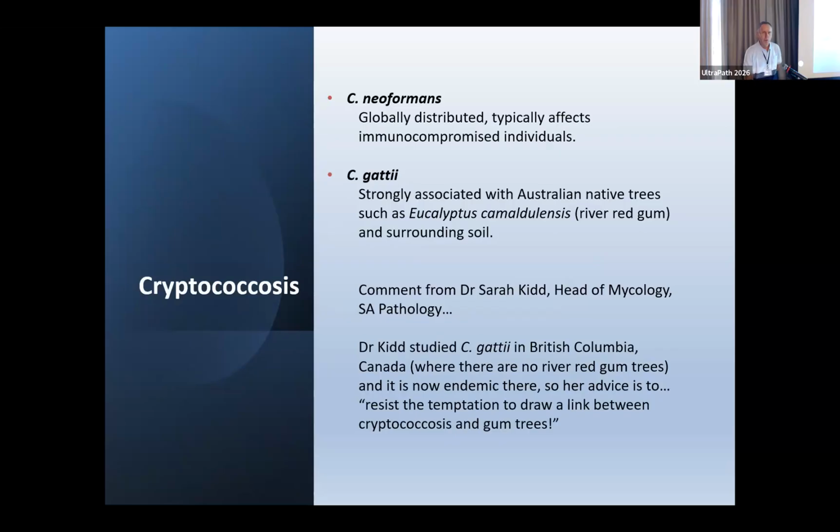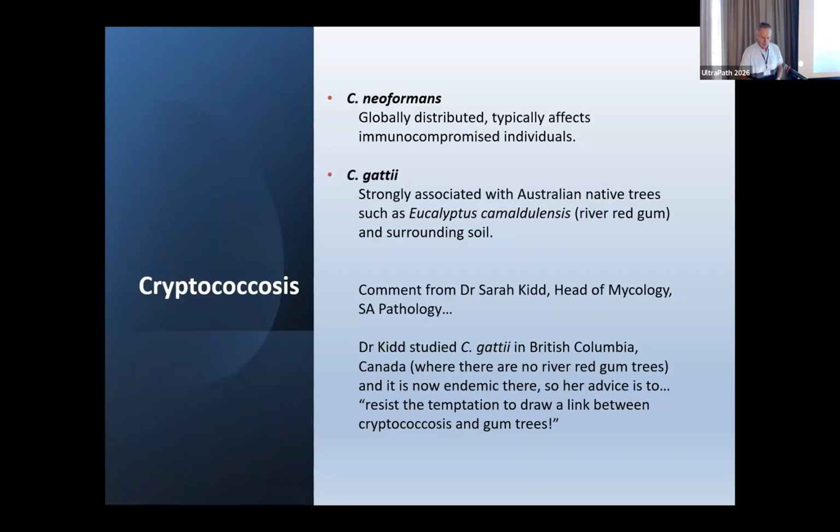So I thought I'd look into it a little bit further, and I believe the most common cryptococci, Cryptococcus neoformans, which is globally distributed, typically affects immunocompromised individuals. And then there's Cryptococcus gattii, which is strongly associated with Australian native trees, such as eucalyptus, river red gum, and the surrounding soil. And that piqued my attention when I read that. I thought perhaps I've got a uniquely Australian story to tell you.